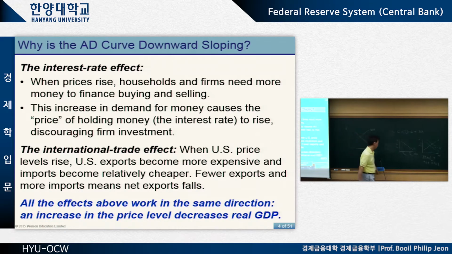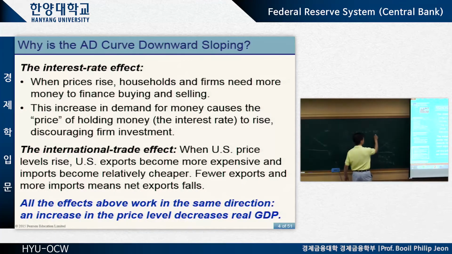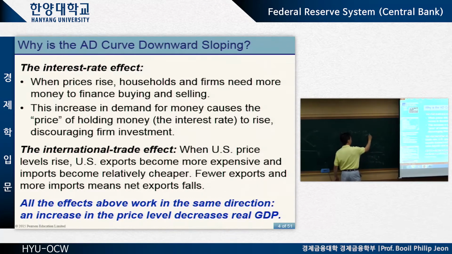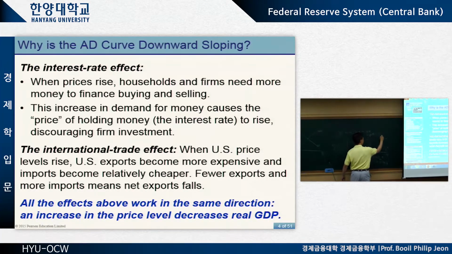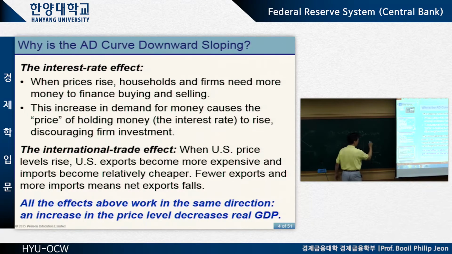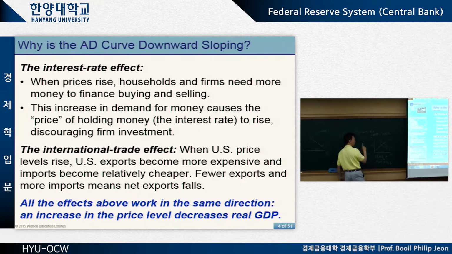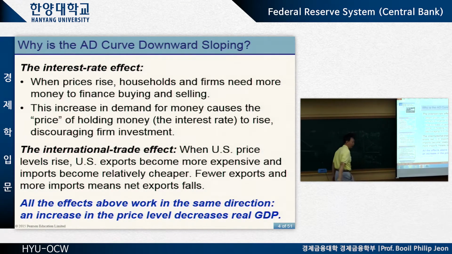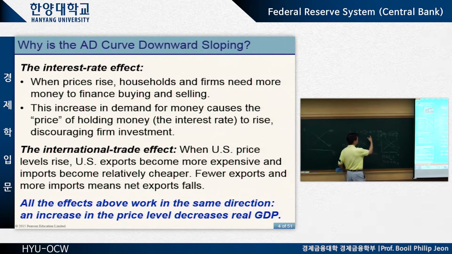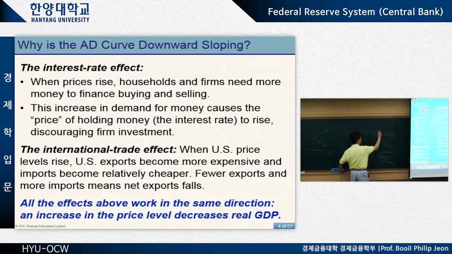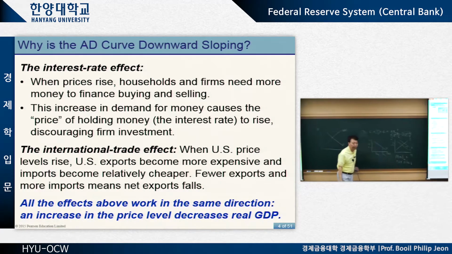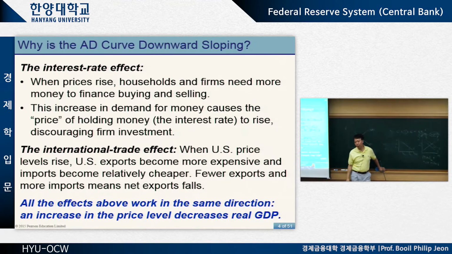So net export is exports minus imports. Okay? So when the price increases, exports decrease and imports increase. That makes net export what? Decrease, right? So we have an inverse relationship between price and net export.